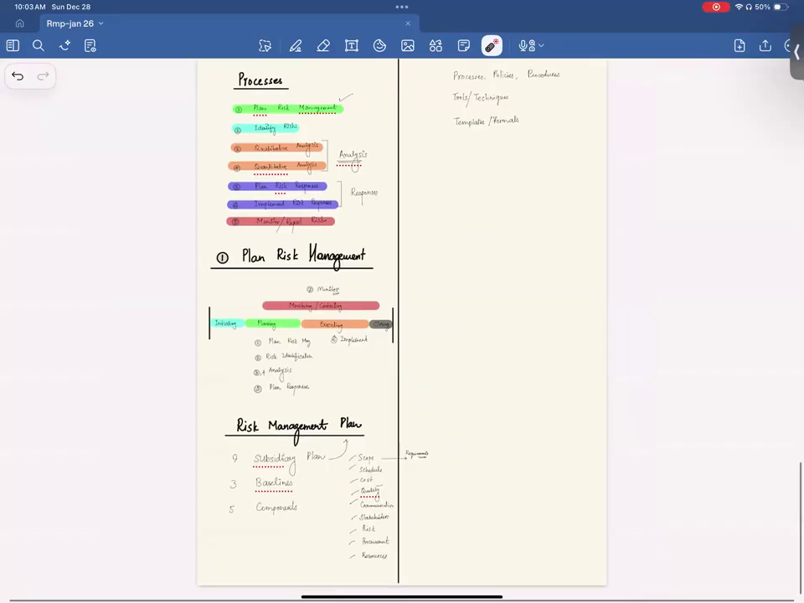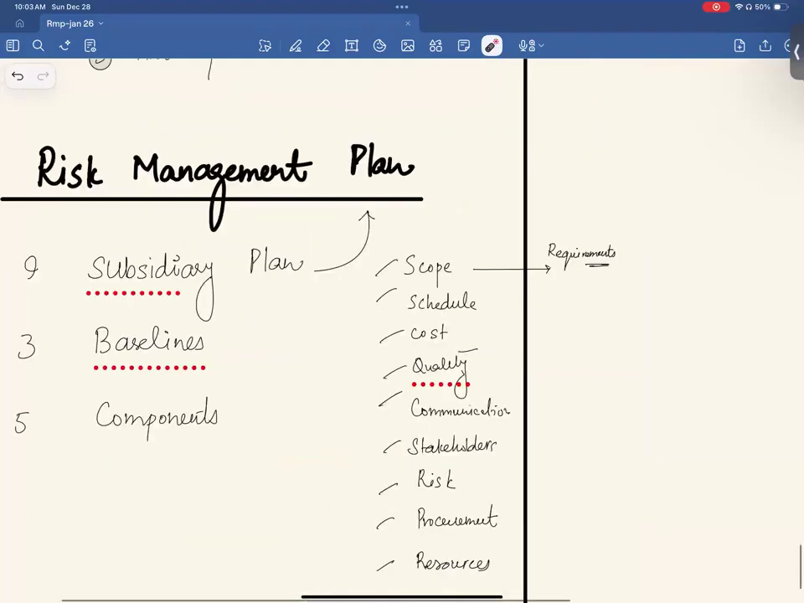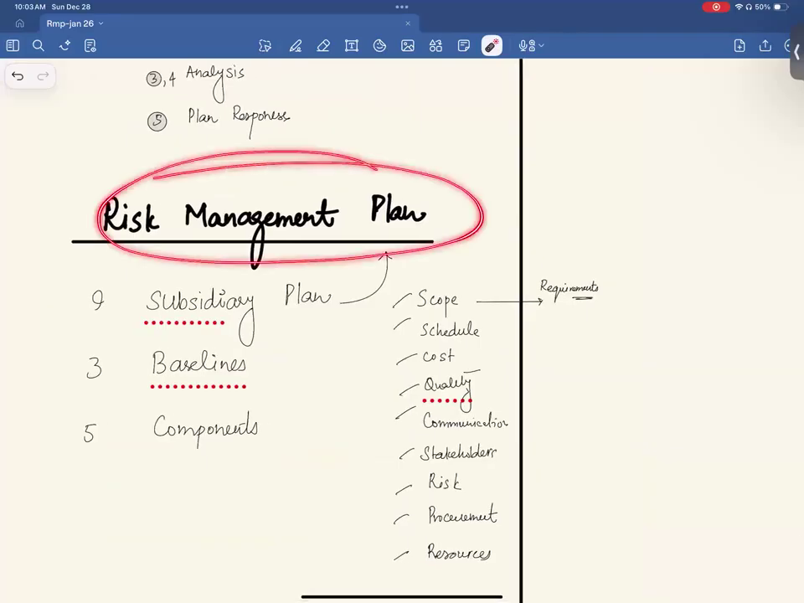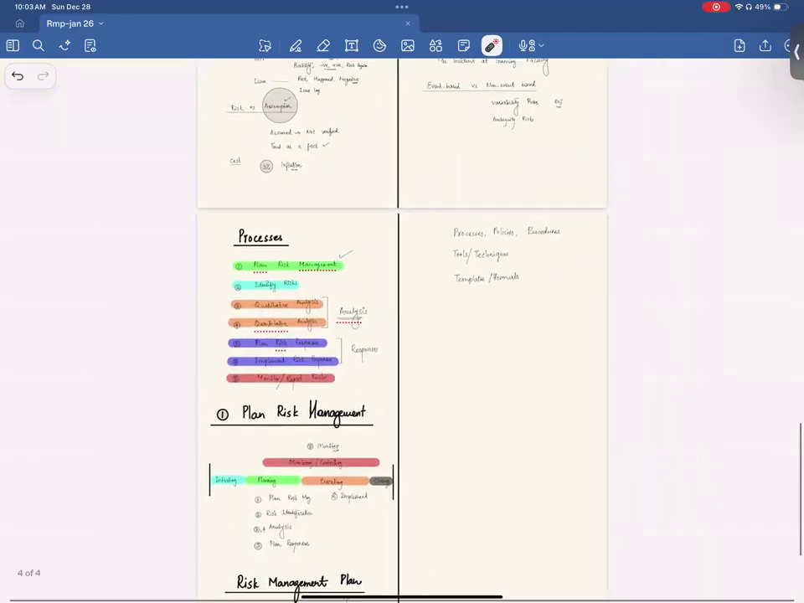In plan risk management, we started our discussion with developing the risk management plan. And the risk management plan is one of the subsidiary plans, right? So we have 9 different subsidiary plans: scope, schedule, cost, quality, communication, stakeholder, risk, procurement, and resources, right? So let's talk about the risk management plan.